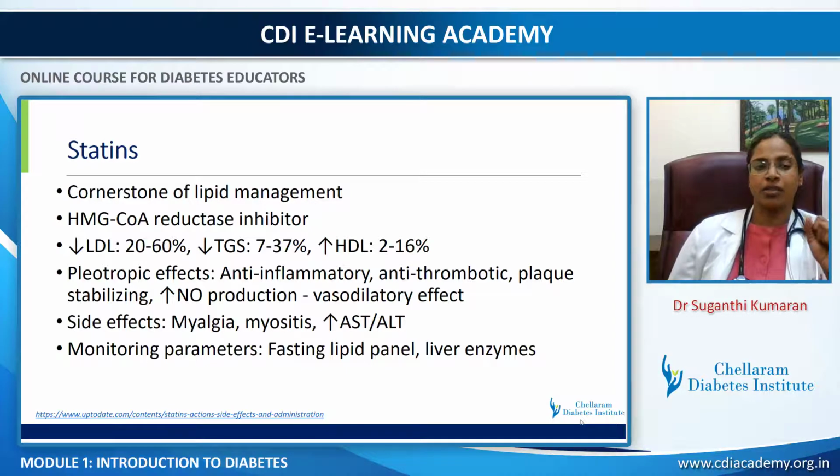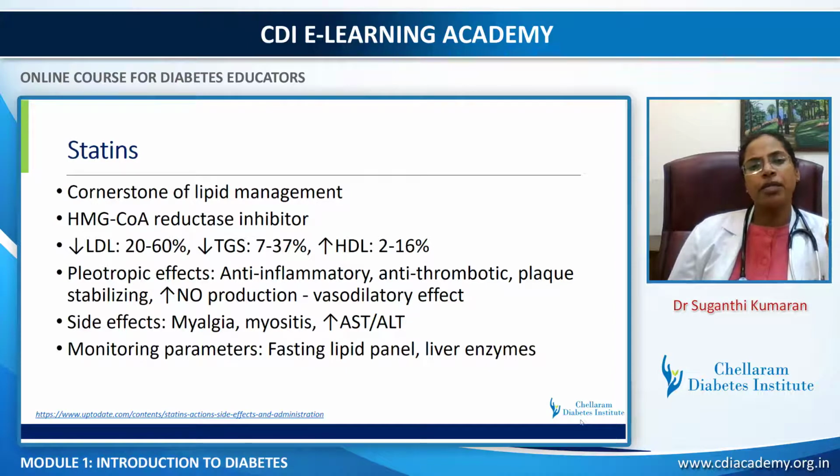However, what are the side effects of statin? Myalgia is one of the common side effects. Myositis and elevation of AST and ALT. Those two are the enzymes in the liver. When it goes almost 3 times the upper limit of the normal, then we have to stop the statin.